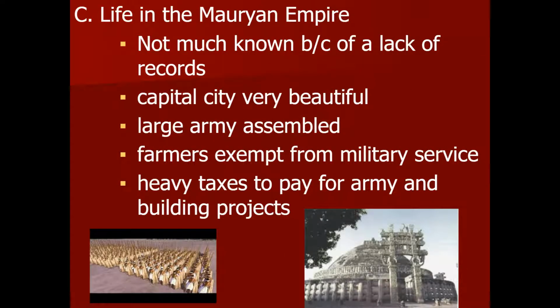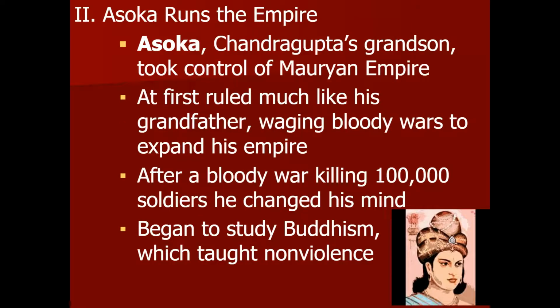And what do we know about life in the Mauryan Empire? Well, we don't know a lot because there aren't a lot of records from that time that are still around. We do know that the capital city was very beautiful. We know that they had a large army assembled. We know that farmers were exempt from military service, which would make a lot of sense because you need to make sure that food keeps showing up or everyone's going to starve. And then heavy taxes to pay for the army and for fancy building projects. Beyond that, we don't know much about the Mauryan Empire.